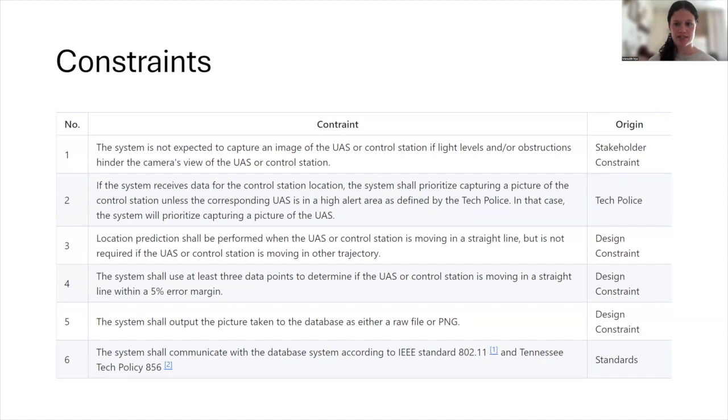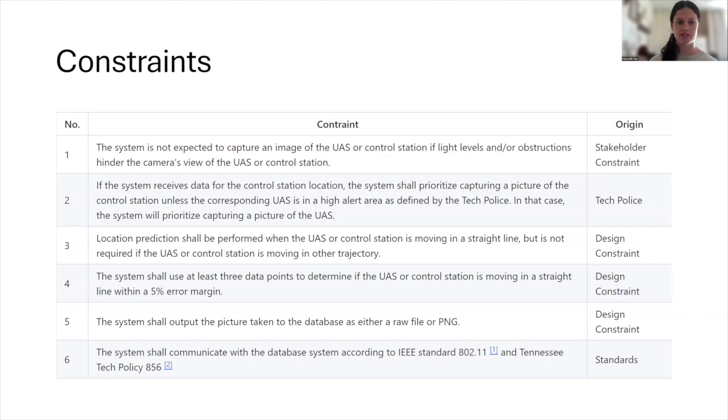The second constraint is from the tech police. They prefer a picture of the UAS control station over a picture of the UAS unless the UAS enters a high alert area. So this constraint talks about how the system will prioritize capturing a picture of the control station unless the UAS is in a high alert area. We'll know if it's in a high alert area based off of data sent to the system by the database.